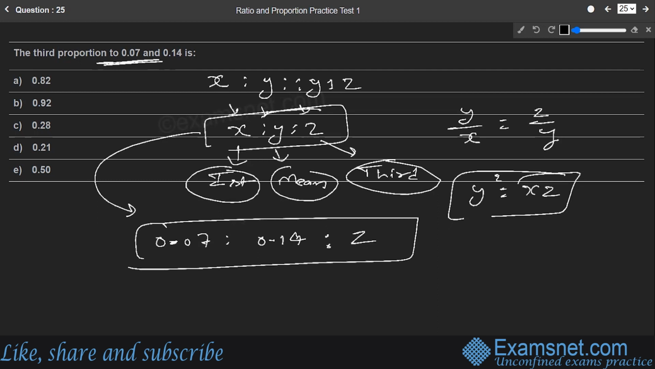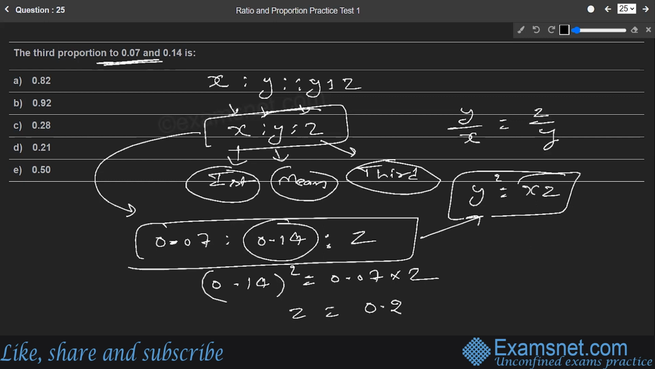Now, the connection between these two is y square is equal to xz, and the y value is 0.14. So the connection that is established is 0.14 square is equal to 0.07 into z. If we solve for z, z comes out to be 0.28. So that should become the right answer. The z value is 0.28, which is available in option C, and that is the right answer.